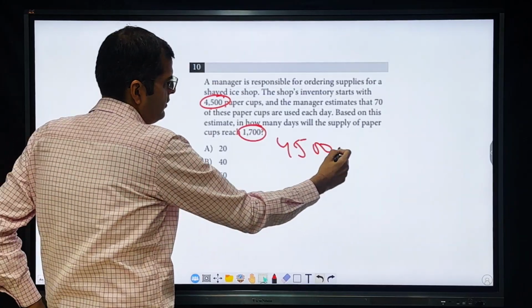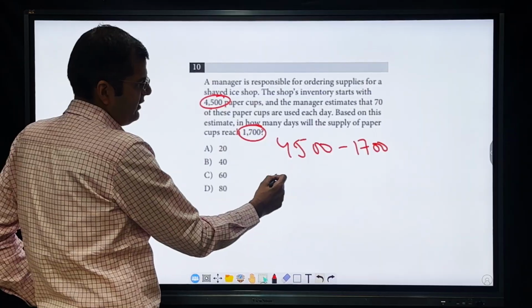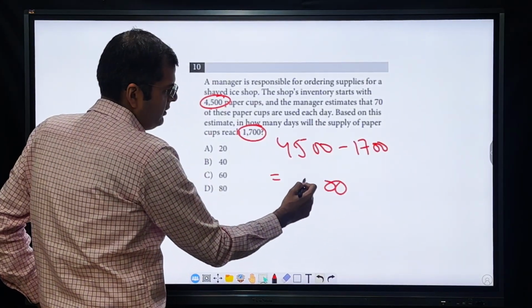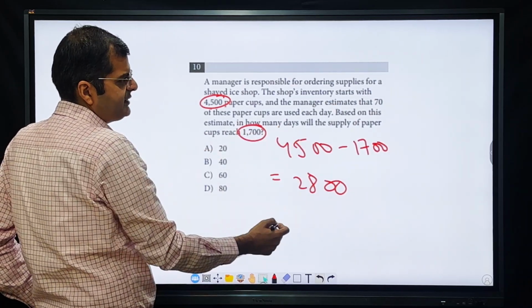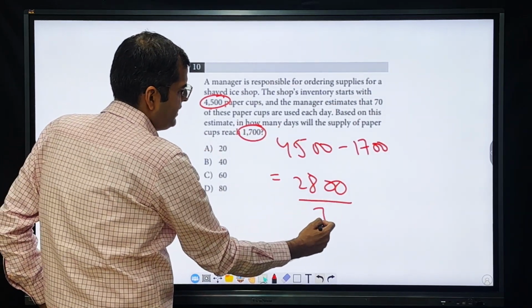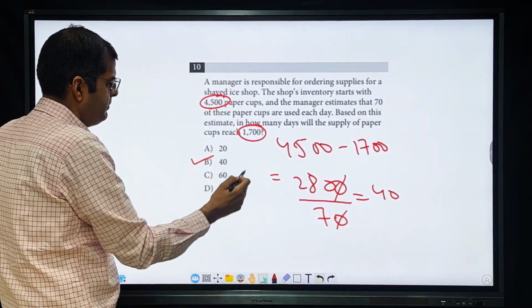So how many have you supplied? So that is 4,500 minus 1,700. That is 2,800. So you have supplied 2,800. Every day you're supplying 70. So how many days does it take? 2,800 by 70, which is 280 by 7, which is 40 days. Option B is correct here.